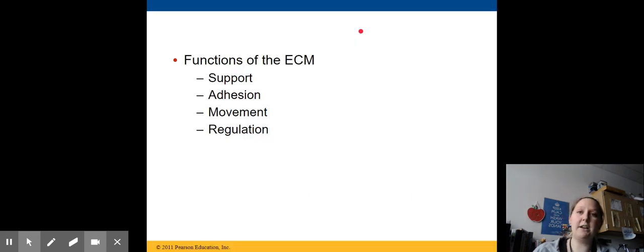The functions of that extracellular matrix are support, adhesion, so cell to cell adhesion, and movement, if cells need to move. In animals, we don't want to stand rigid. We want to be able to be flexible and move. So the extracellular matrix helps with that, and it helps regulate to make sure that nutrients are being dispersed around the body evenly.